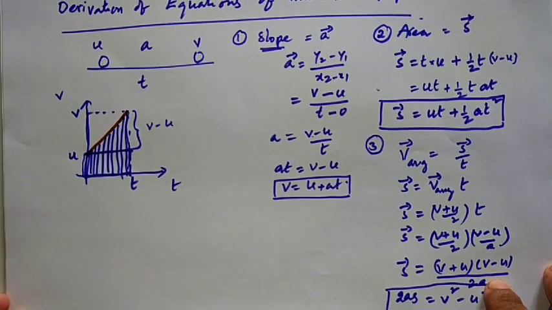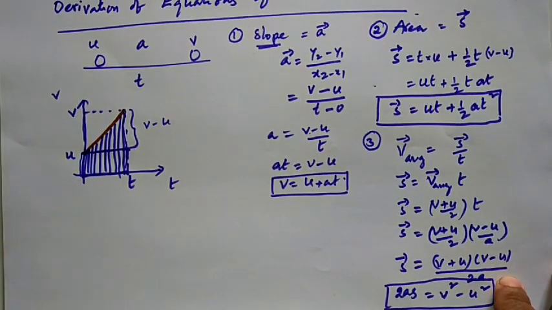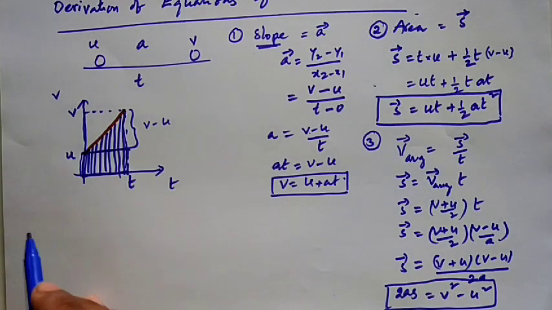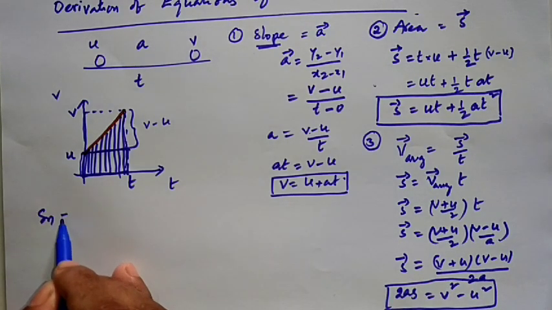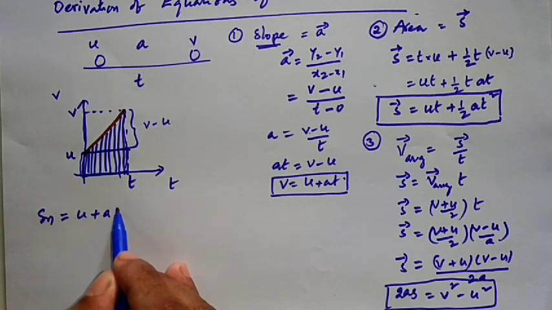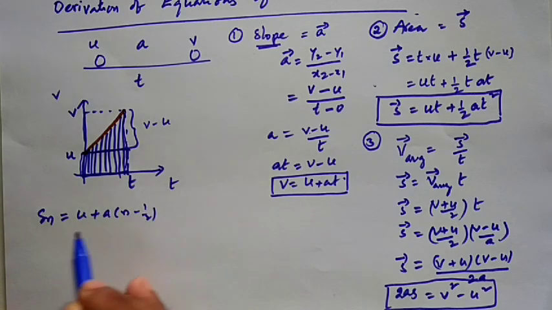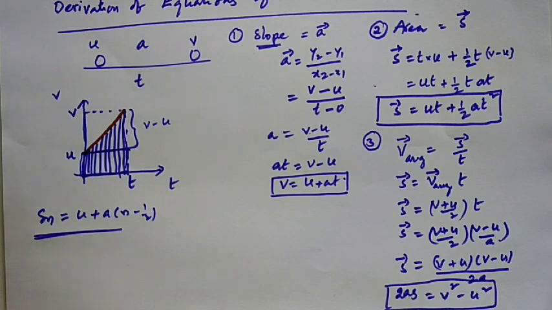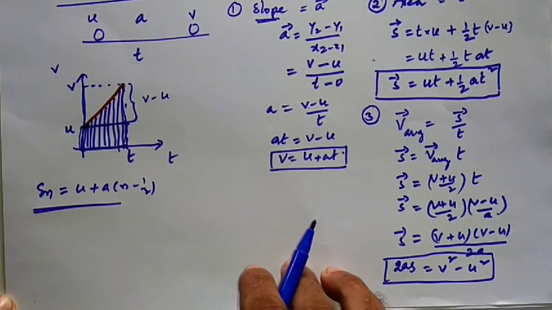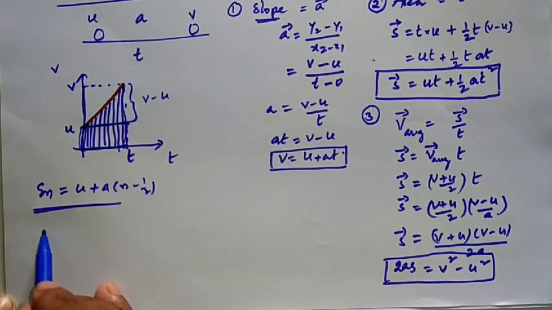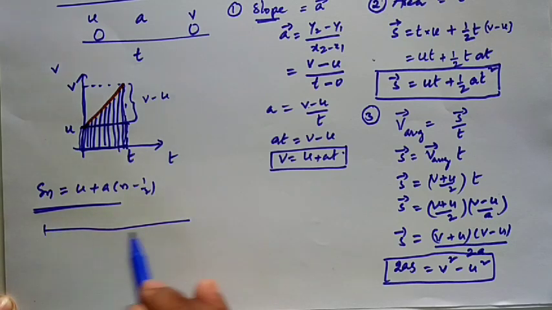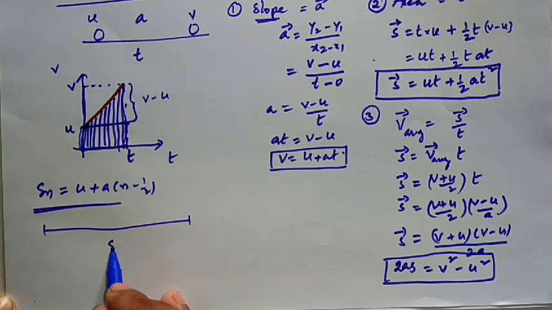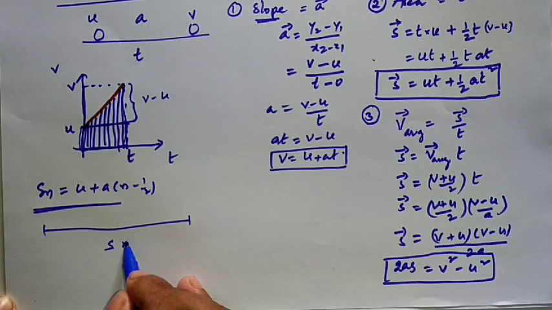Right, now let us see how to derive the nth second distance traveled by the body. That means we are going to derive Sn is equal to u plus a into (n minus half). So see here, suppose a body travels s distance in n seconds.